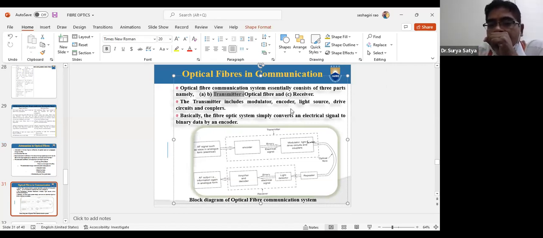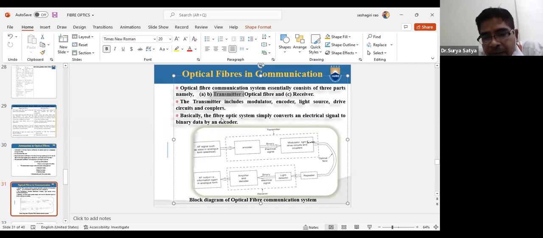The transmitter includes modulator, encoder. Here we have the transmitter and receiver. So this transmitter includes modulator, encoder, light source, drive circuits, and couplers. Basically, the fiber optic system simply converts an electrical signal into binary data.